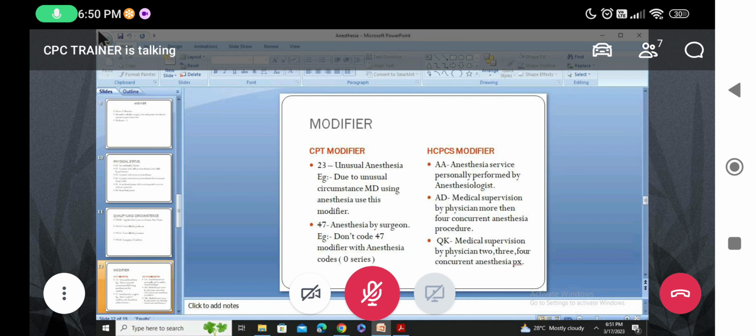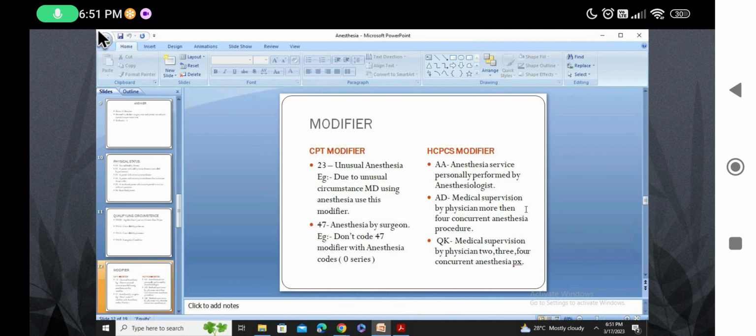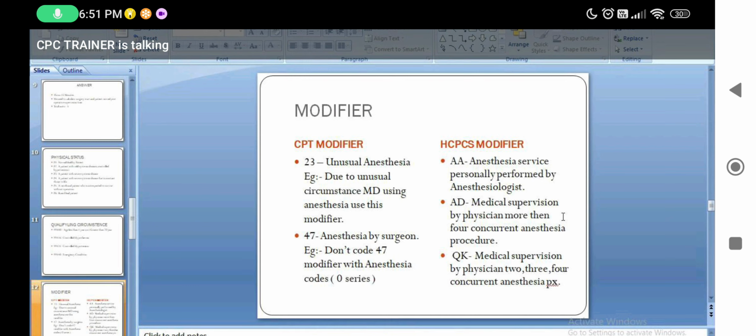So modifier AA. What does this AA mean? Anesthesia service personally performed by anesthesiologist. Guys, clear? Anesthesia service personally performed by anesthesiologist. Everyone knows this is a very common scenario, right? If the provider mentions the anesthesiologist personally performing anesthesia to the patient, like that, if you receive any documentation, you directly use the modifier AA. That's all. Very simple, guys.